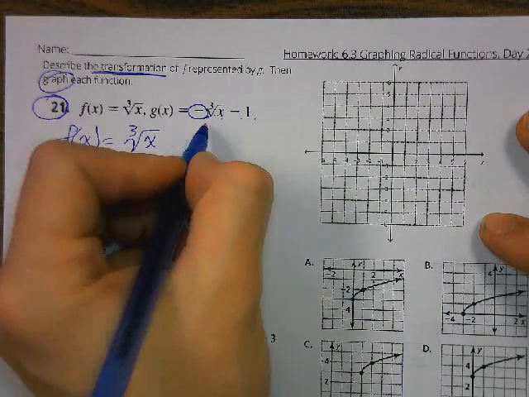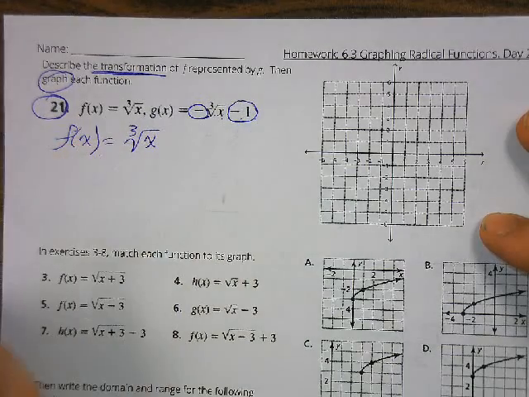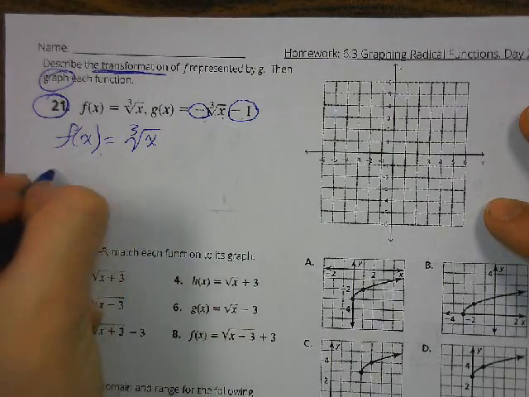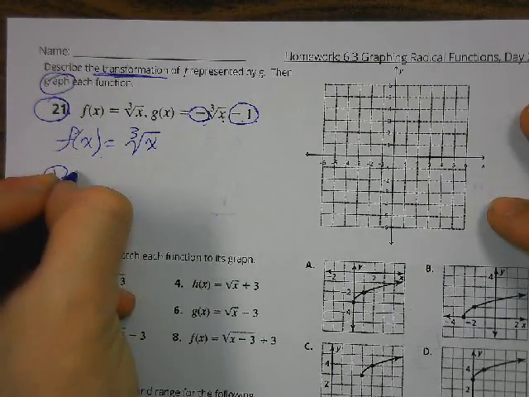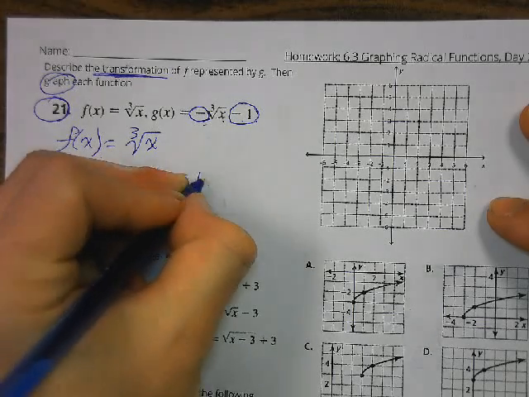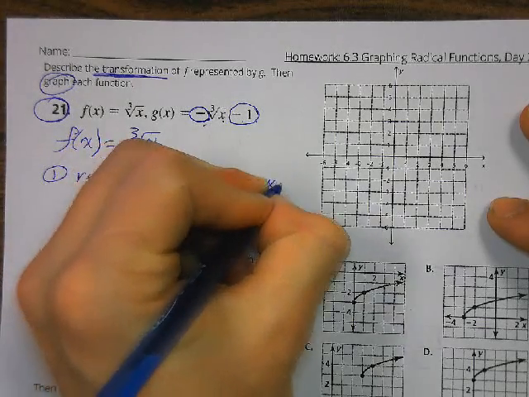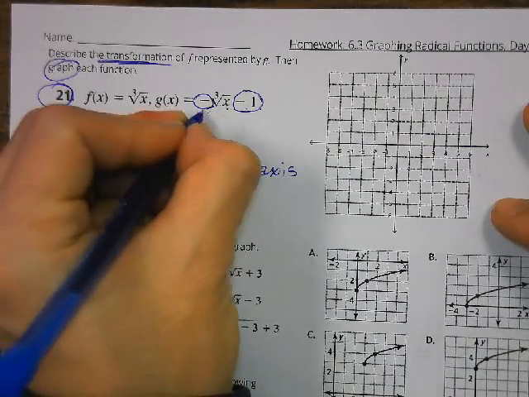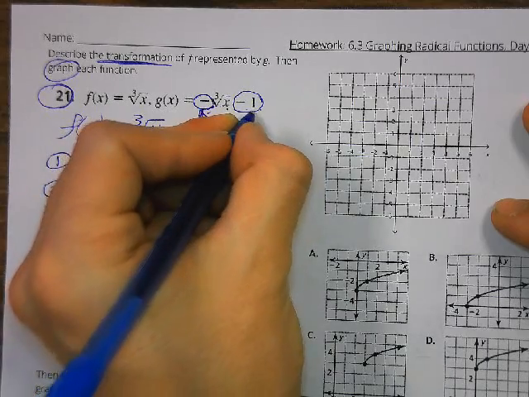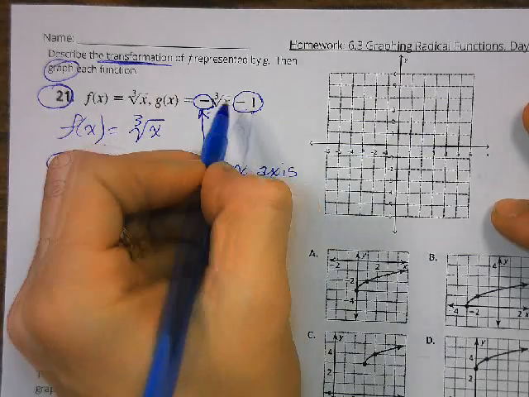My first translation is going to be a reflection in the x-axis. That's this negative sign right here. The second translation is this one over here. My negative 1 is outside of this cube root grouping. So it's not going to affect the x, it's going to affect the y. It's going to shift it down 1 unit.